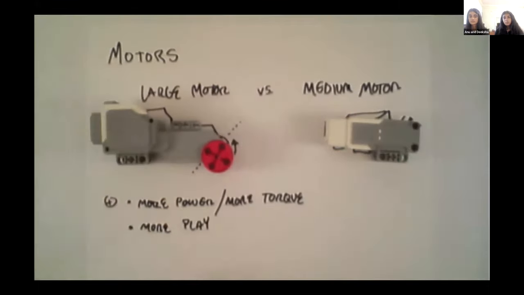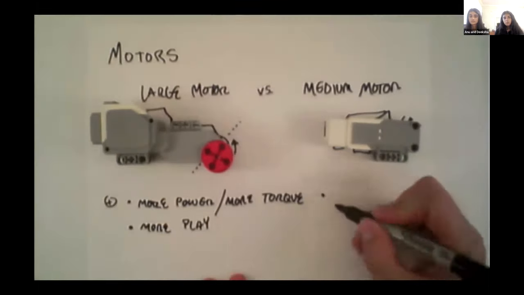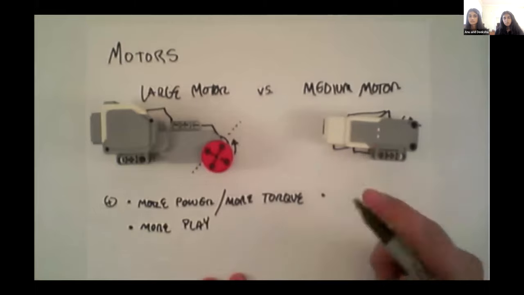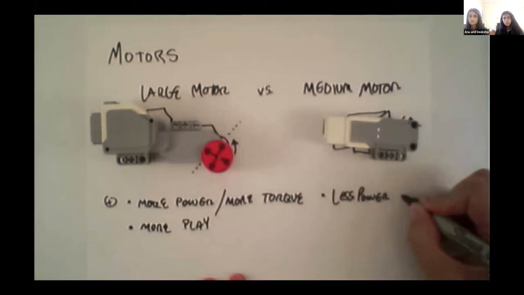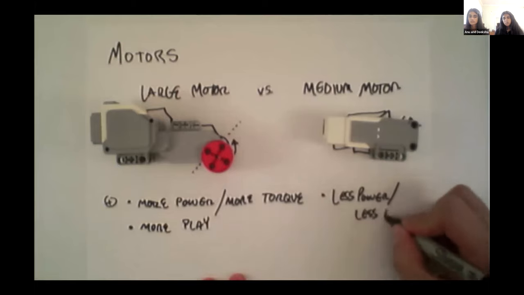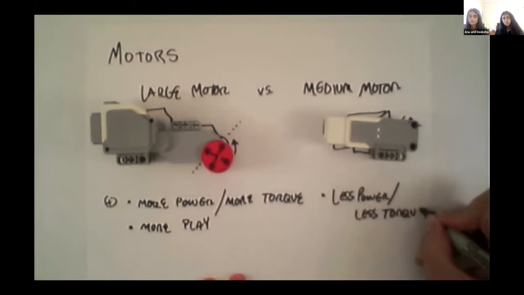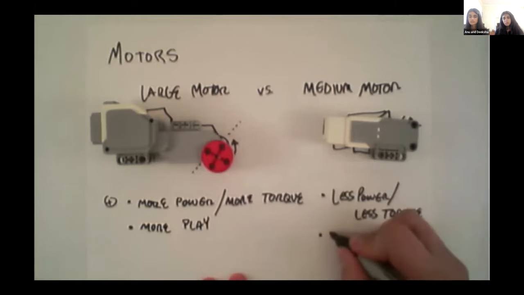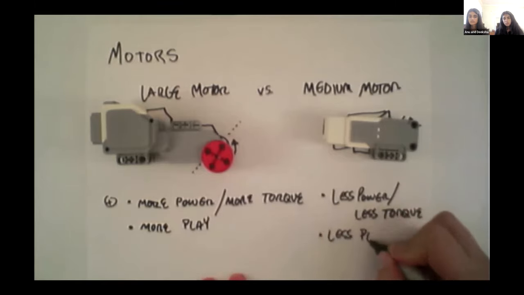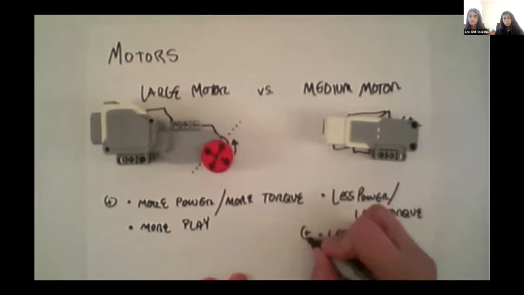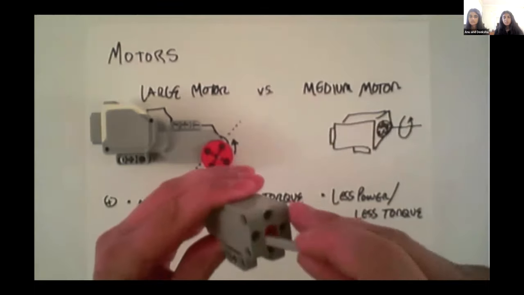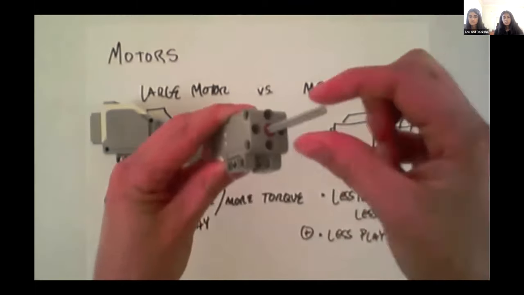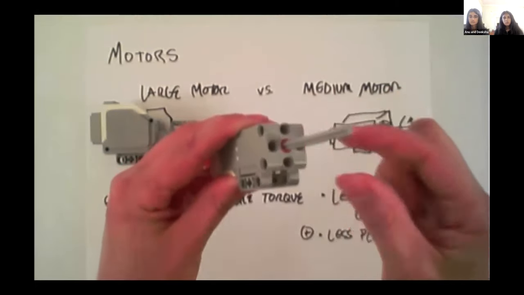In comparison to that, the medium motor has less power, and thus less torque. However, it also has less play, which in this case is a positive. And we can see that by using an axle, putting it in, and you can see that there's very little play, that barely moves.